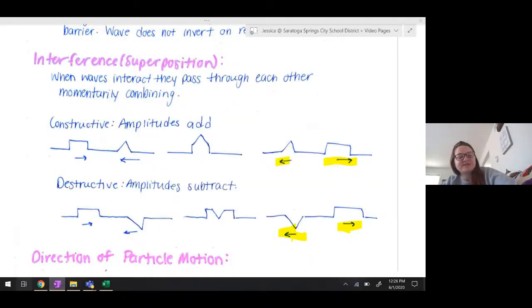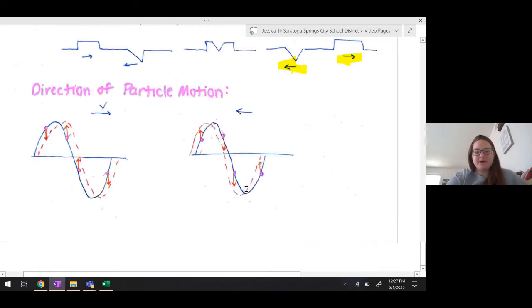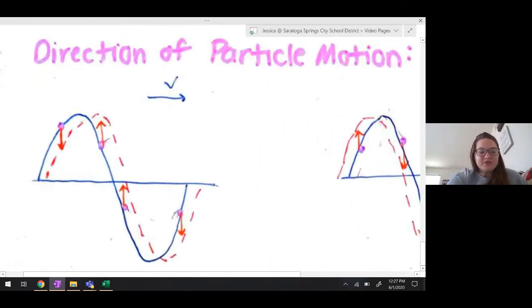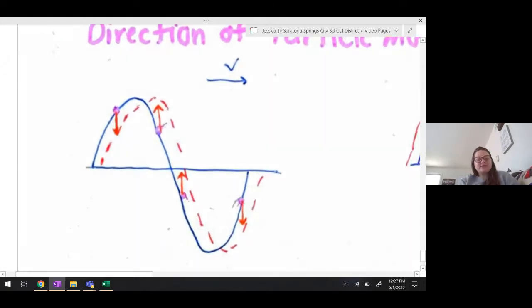So the last thing I kind of want to talk about today is that sometimes you'll see questions that ask you, what is the direction of, or what direction would point A on the wave move next? Okay. And so, once OneNote catches up with the fact that I want to use it, there we go. So let's say we have a wave that's moving to the right.